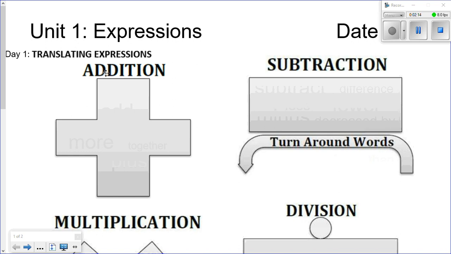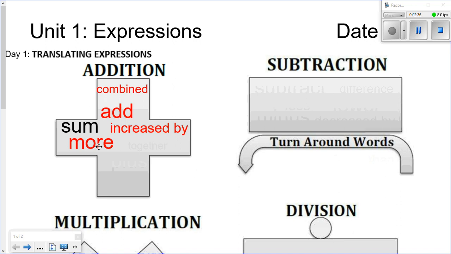Alright, let's start with some addition words, words that mean addition. Some words that you're going to see are combined, add, sum. A sum is what you get when you add numbers together, so that's the result you get once you've added. Increased by, more, plus, and. Those are all words that mean addition. So again, you can just list these words under addition. And if I'm going too fast, please pause the video.